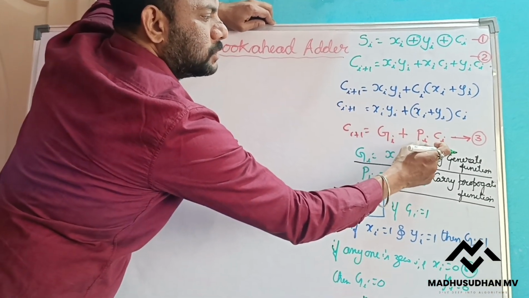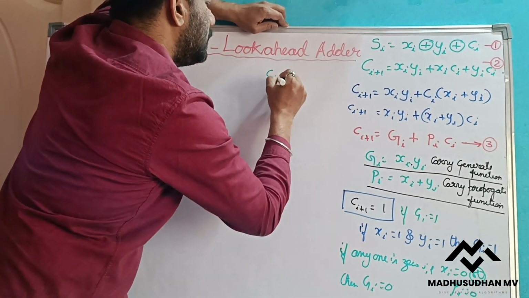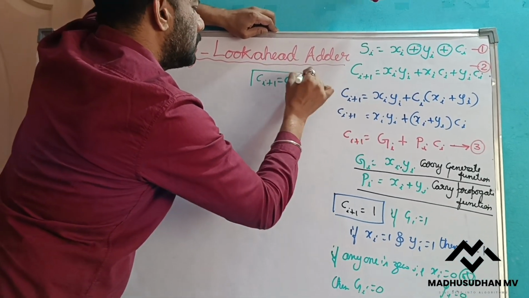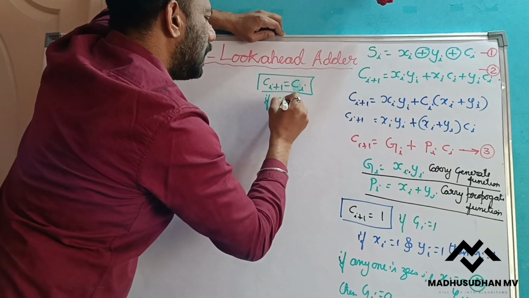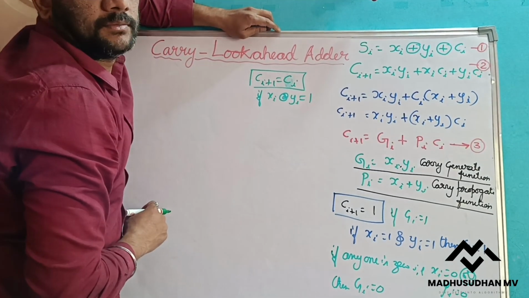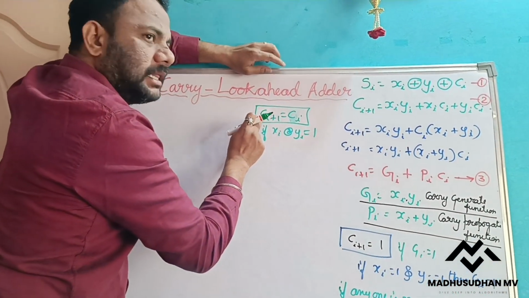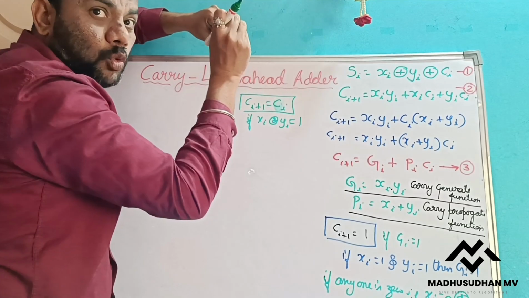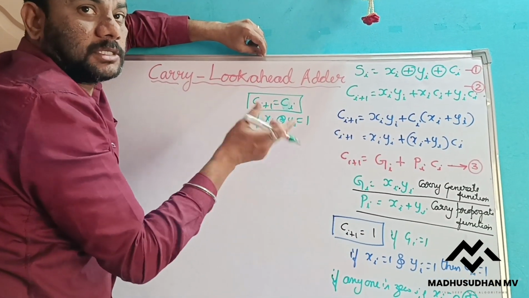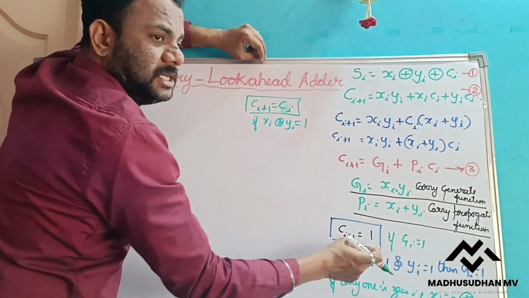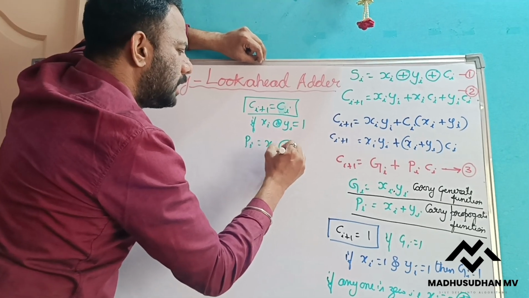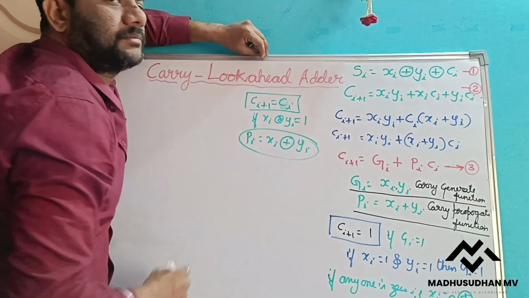0 plus this becomes 1 means 1 into Ci. That means Ci plus 1 is equal to Ci if Xi or Yi is equal to 1. That means the carry generated in the next stage depends upon its previous stage only when any one is 1. If any one is 1, any one is 1 means not both 1. Both 1 means Gi becomes 1. So I can write Pi is equal to Xi exclusive or Yi.